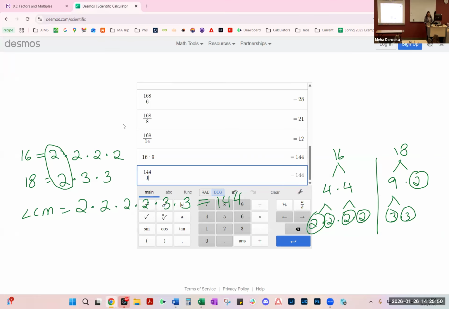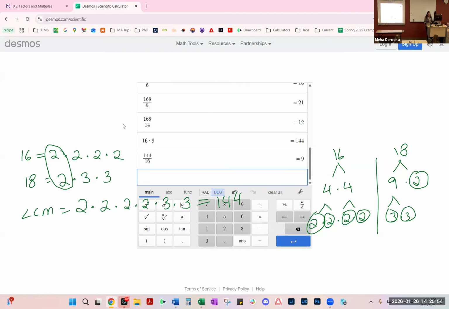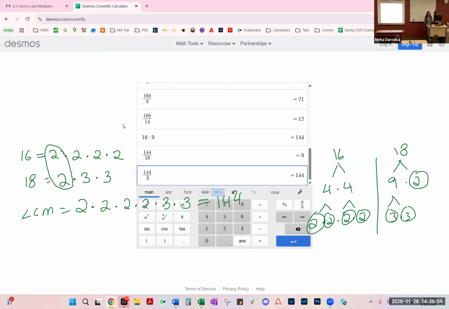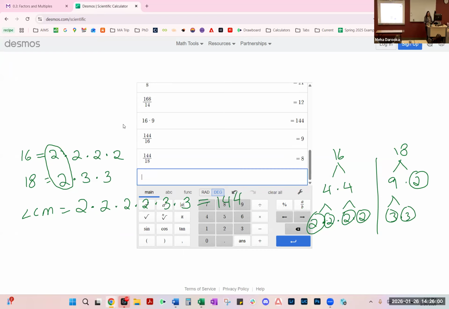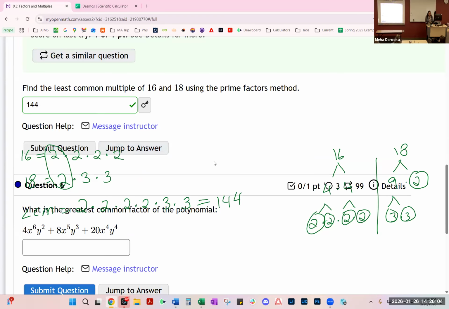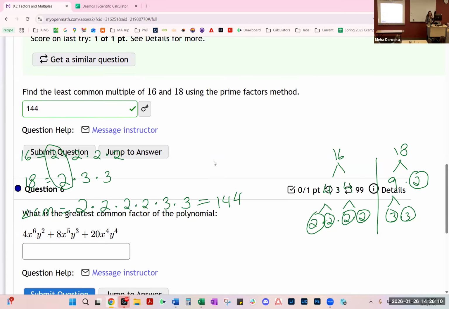Is 144 divisible by 16? 9 times, okay, which makes sense. And then by 18. By default, 144, I always go to 12 times 12, right? Because of the perfect squares. That's interesting. Okay, I learned something new today.